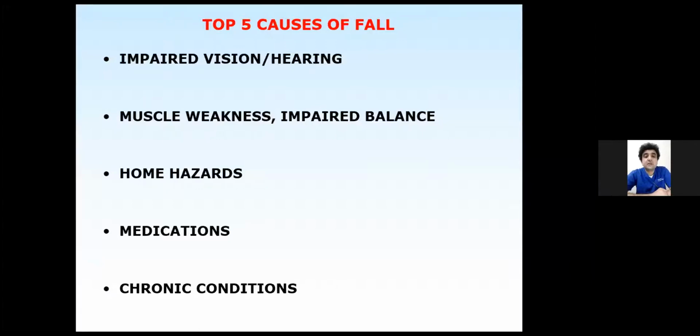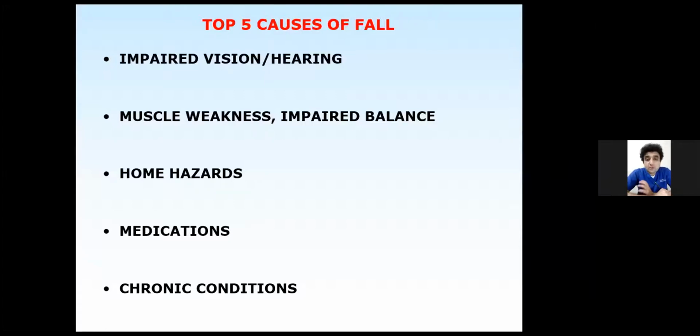the chronic conditions like diabetes and hypertension. As they age, the number of chronic conditions increases, and each and every one of these chronic conditions is an independent risk factor for falls in the elderly. So diabetes with either high or low sugars, hypertension with either very low or high blood pressure, cardiac conditions with irregular heartbeats and things like that. Each and every one of these chronic conditions is an independent risk factor for falls.